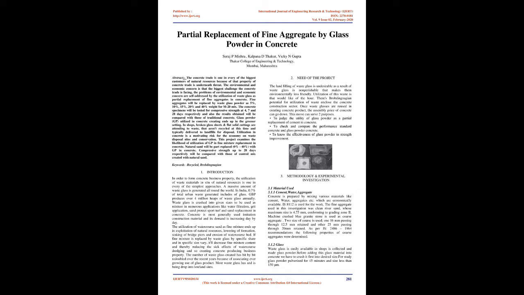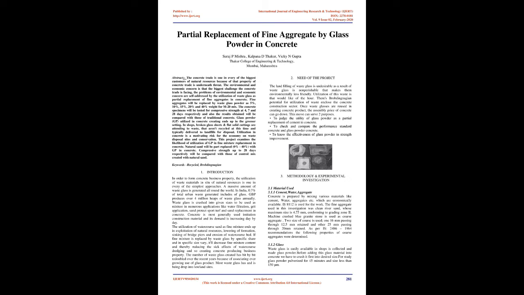In order to make the concrete industry sustainable, the utilization of waste materials in place of natural resources is one of the best approaches. A massive amount of waste glass is generated all around the world. In India, 0.7% of total urban waste generated consists of glass. The UK produces over 4 million tonnes of waste glass annually. Waste glass is crushed into given sizes to be used as aggregate in various applications like water filtration, grit application, sand for sports turf and sand replacement in concrete.